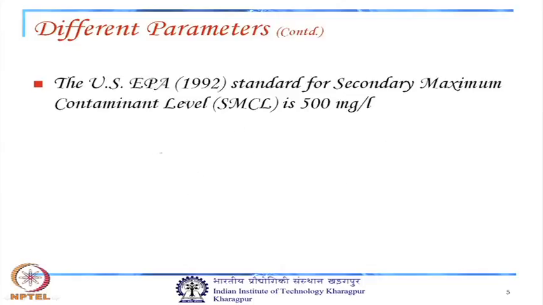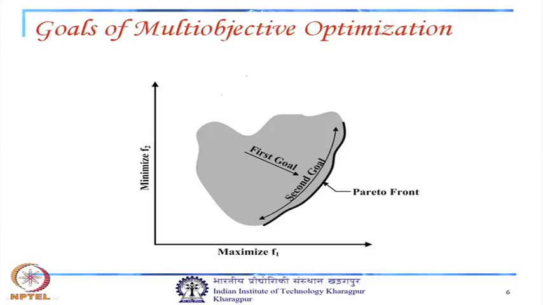So, different parameters, let us say we have that C max value of 500 mg per liter. This is the standard for secondary maximum contaminant level. So, this is 500 mg. For any multiple objective optimization, because we have two objectives, we can designate it as multi objective optimization. So, this is called the Pareto front.